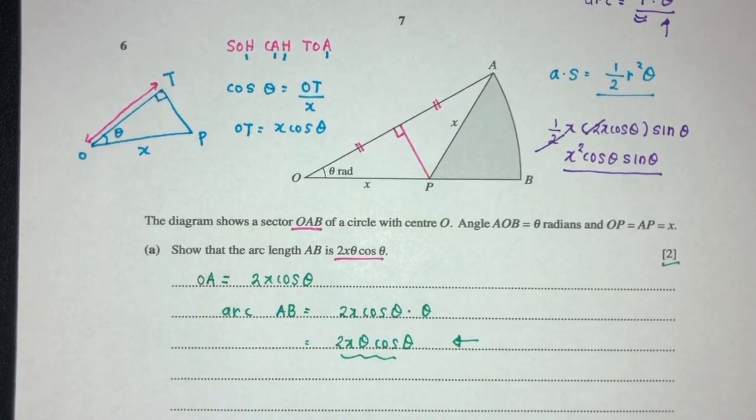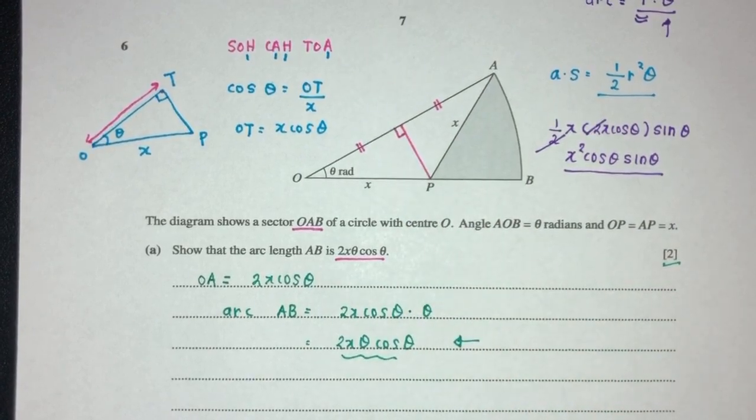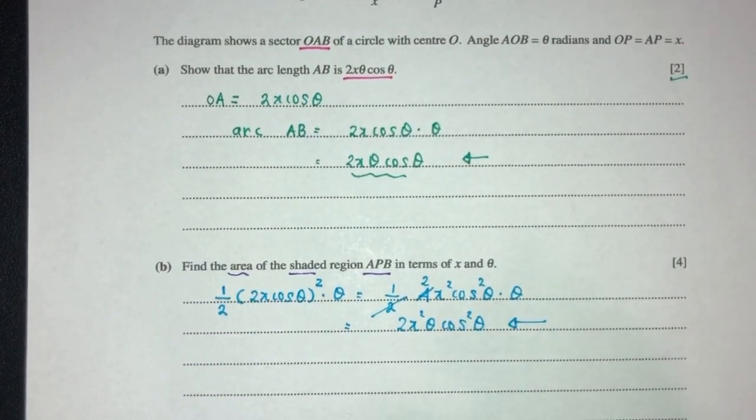This is one of the methods. Of course, you can use other ways. We can use half times base times height. You have to find the height. It's up to you, but you should get something like that, right?